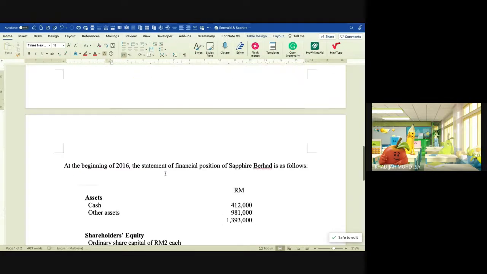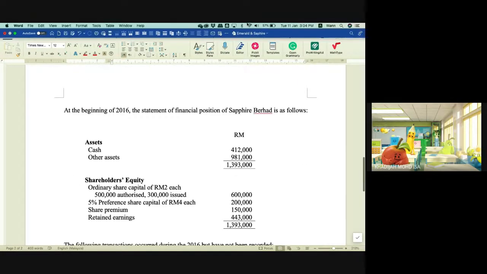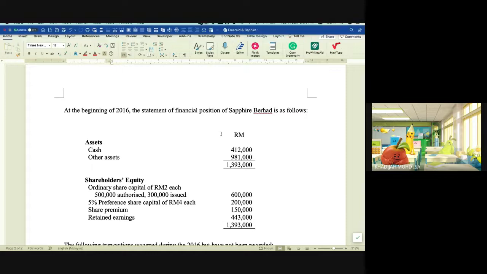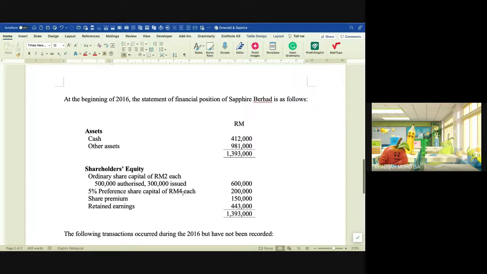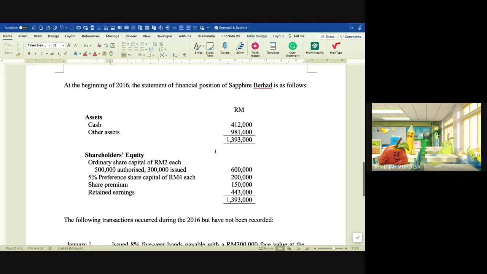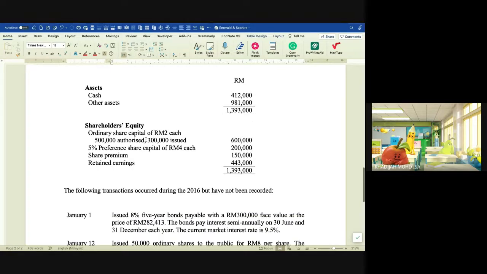Okay, the next question. We have about 15 minutes, so let's go into the next question. You have assets, cash, and other assets. Ordinary share capital, you have authorized 3,100 issued. I would like to highlight that. And then 5% preference shares of 200,000, 4 ringgit each. A share premium and retained earnings 443.